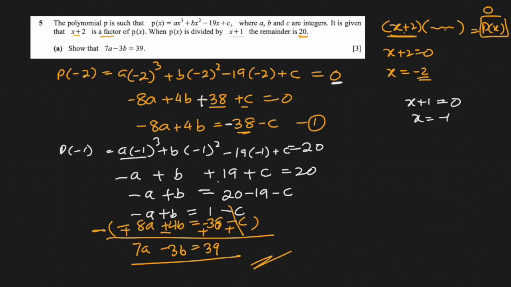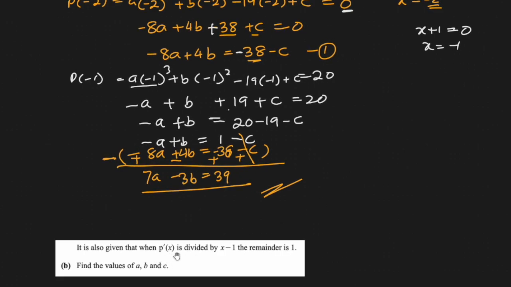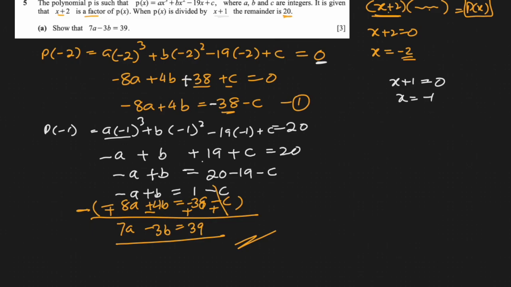Okay, let's see part B. It is also given that when the derivative of p is divided by x minus 1, the remainder is 1. So first we'll find the derivative of p. Let me write the derivative of p here.